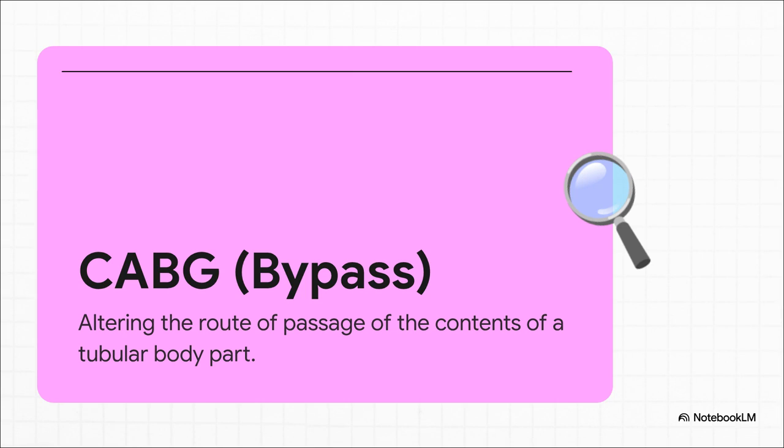Take a CABG, or coronary artery bypass grafting. We use the root operation bypass. In the PCS manual, bypass is always coded with character 1. The fundamental objective here is altering the route of blood flow past a coronary artery obstruction. You are literally building a detour for the blood to travel through.